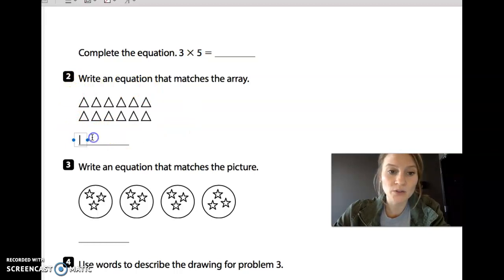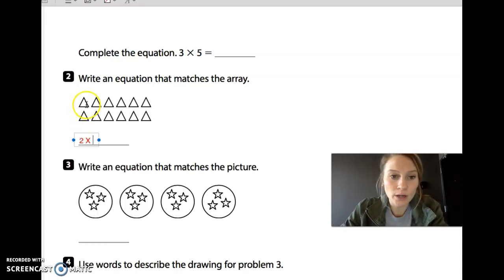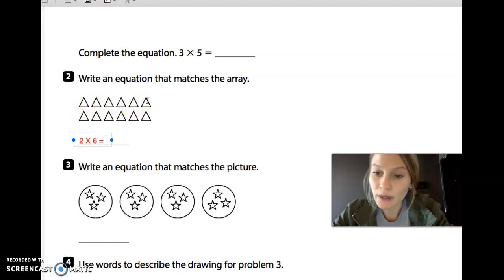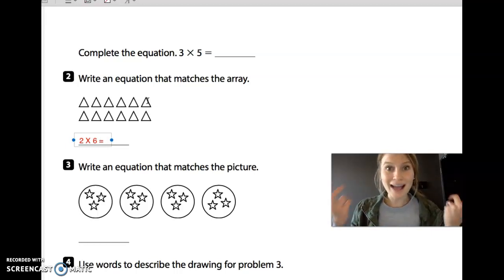Well, how many rows do you see? 2 by, or 2 times, let's count, 1, 2, 3, 4, 5, 6, equals, what is 2 times 6? And remember, repeated addition, which is, I love addition, 6 plus 6, and that gets you 12, okay?